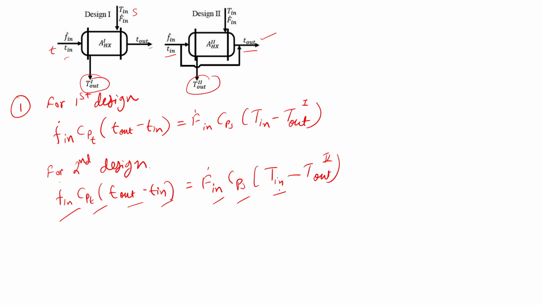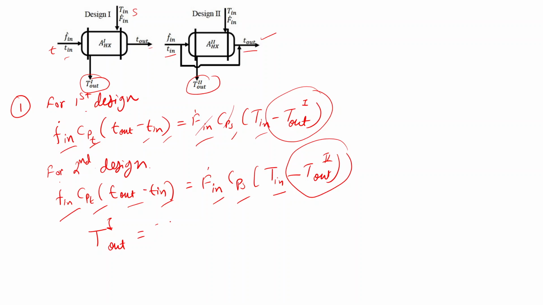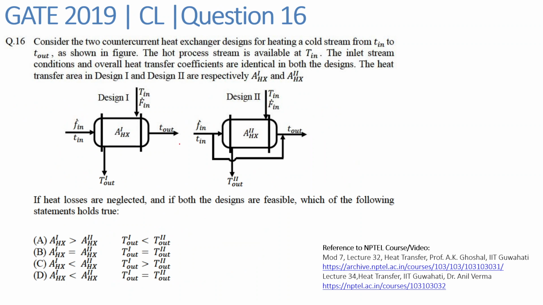So all of these parameters in the first design and second design are the same. So I think all of this can be cancelled out, and we can see that this term is the only different one, so they must be the same. So we can write T1 out is equal to T2 out. Now from the given options, we have option B and option C, in which the given statement is that T1 out is equal to T2 out.